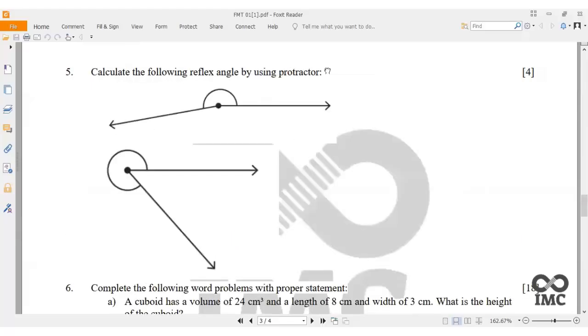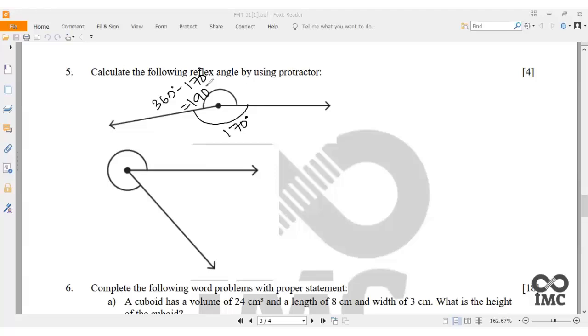Okay. Now, number 5. Calculate the following reflex angle by using protractor. Here, at first, we need to find out this angle. This angle actually represents 170 degree by using protractor. Okay. Then what will be the measurement of this one? This one is very simple. 360 degree minus 170 degree.